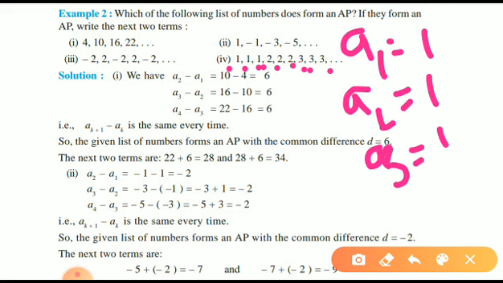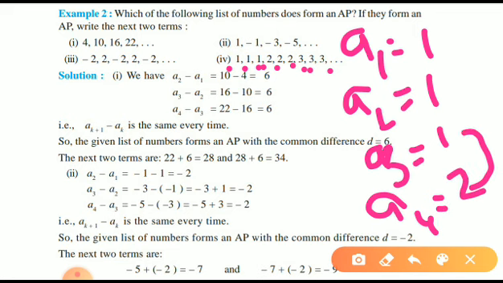But here, if I stop because I have taken only 3 terms, and if you observe the next part of the sequence, there is a change. 1 1 1, then it becomes 2 2 2. That means my A4 is equal to 2. So what is A4 minus A3? I am getting 1. So I don't have a common difference.